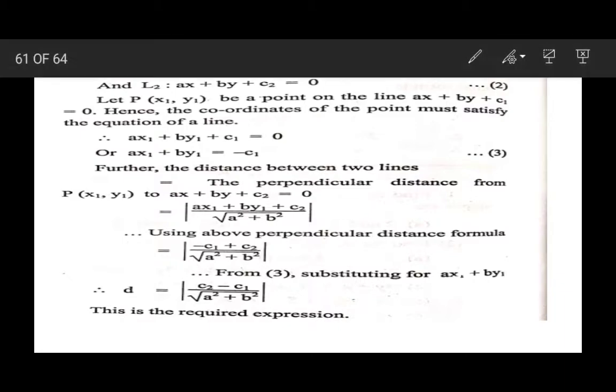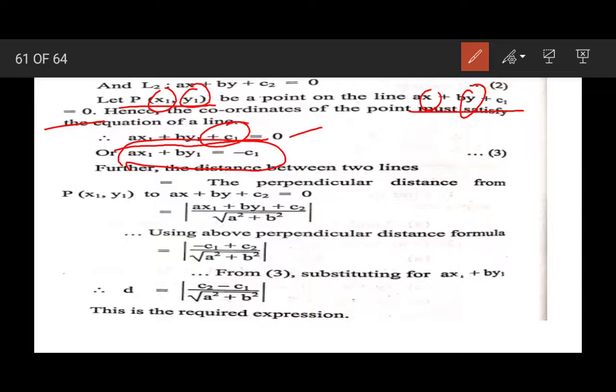Now since point P x1 y1 is a point on the line ax plus by plus c1 equal to 0, we can substitute x as x1 and y as y1. So we will get ax1 plus by1 plus c1 equal to 0. From this we are taking c1 on the right hand side. So we will get ax1 plus by1 is equal to minus c1.